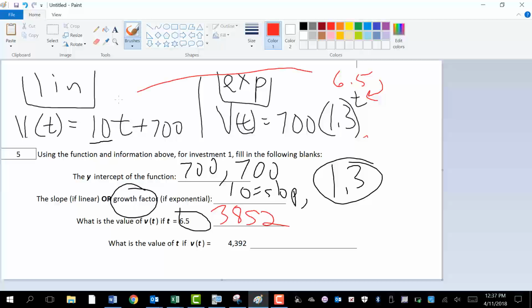So let's go over here and see what we do if it's linear. If it's linear, you just put 6.5 where the t is right there, so it'd be 10 times 6.5, that'd be 65, plus 700 would be 765 if it was a linear function. Okay? Finally, what is the value of t if vt equals something?